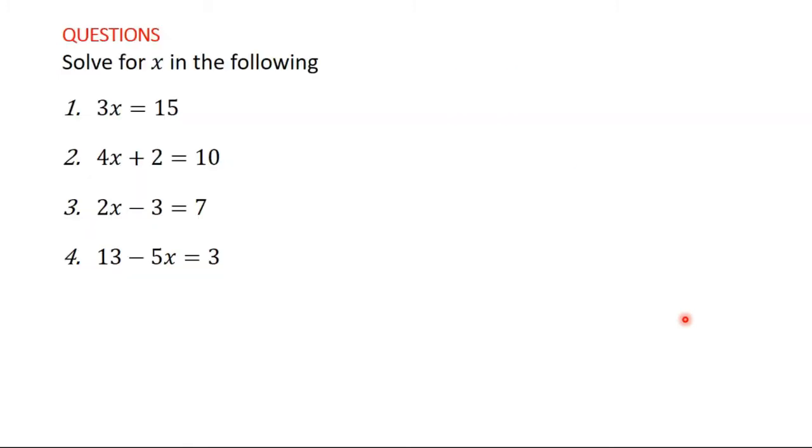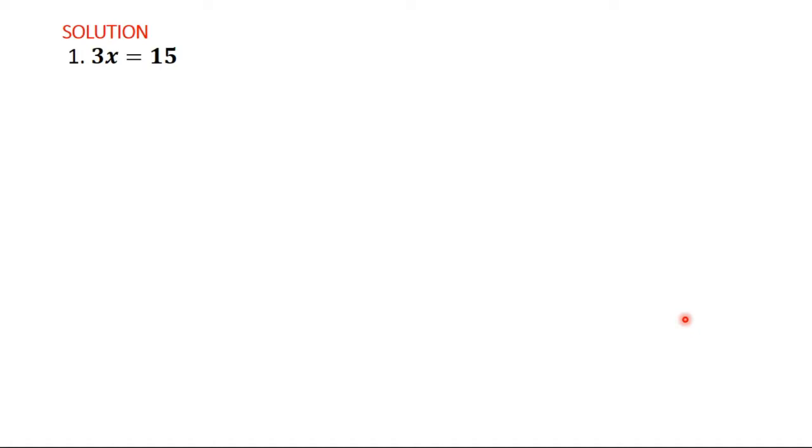Solve for x in the following. You have been given 4 questions, so we take them one after the other. We take the first one. We have 3x is equal to 15. Now, this is the simplest form of the linear equation that you can get. So we are going to begin from the simplest form, then we gradually increase the difficulty level. It's not going to be so difficult. We are just going to upgrade what we do from here.